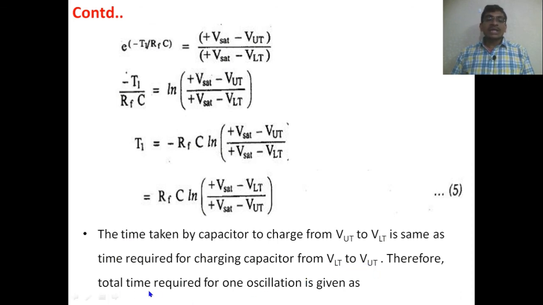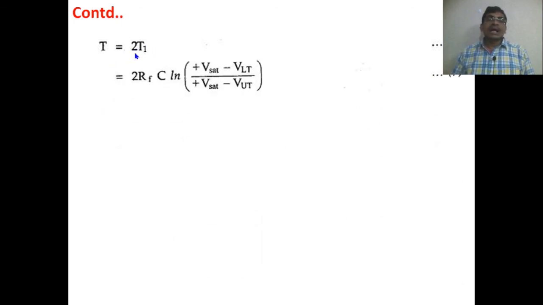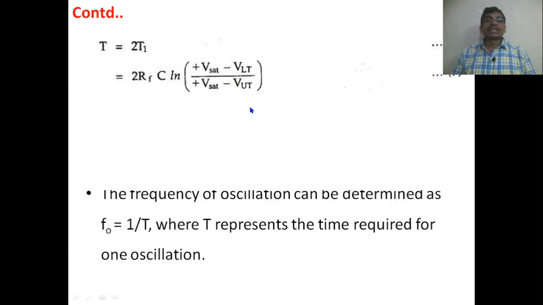Therefore, the total time required for one oscillation is given as follows. This is the time for only the charging from VLT to VUT. The same time will be taken to charge from VUT to VLT, the reverse charging. Therefore, the total time T is equal to T1 plus T1, so T is equal to 2 T1, which can be written as 2 into RF into C ln of plus V saturation minus VLT by plus V saturation minus VUT.